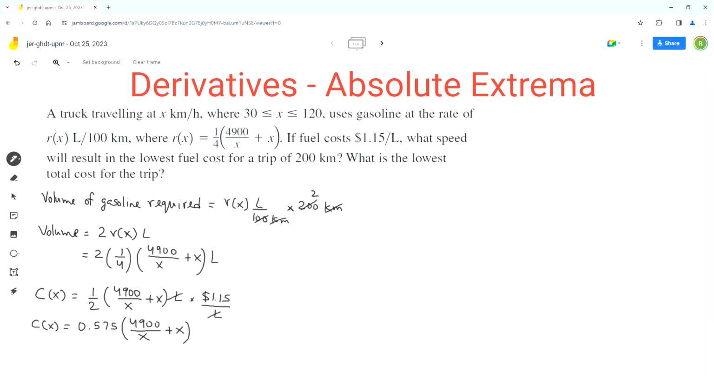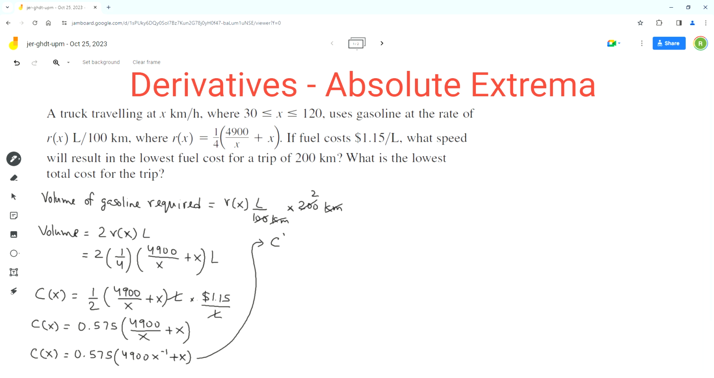Now to find the derivative of the cost function, we should simplify this expression. The x that's in the denominator, we can move it to the numerator, and that will make it easy to find the derivative. So C(x) equals 0.575 times (4900 x^-1 + x). Now we can find the derivative.